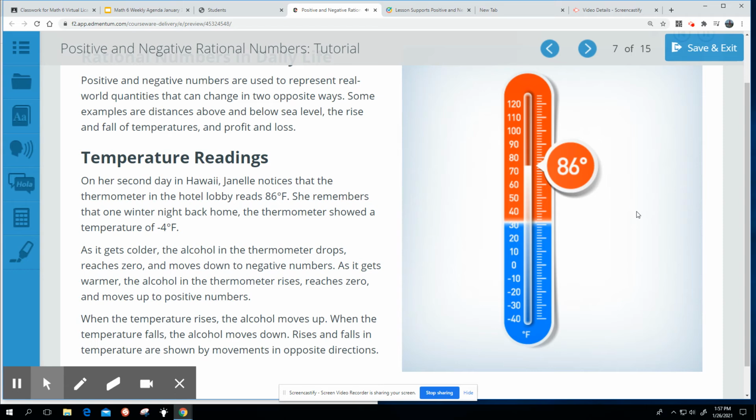When the temperature rises, the alcohol moves up. When the temperature falls, the alcohol moves down. Rises and falls in temperature are shown by movements in opposite directions.